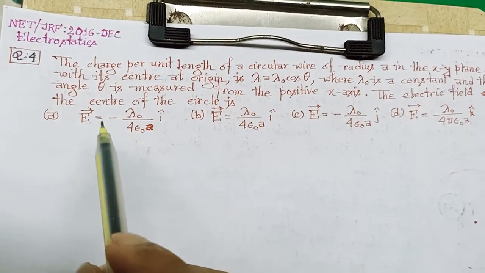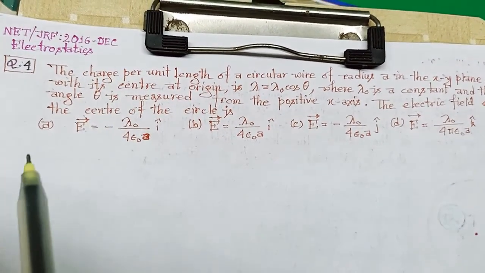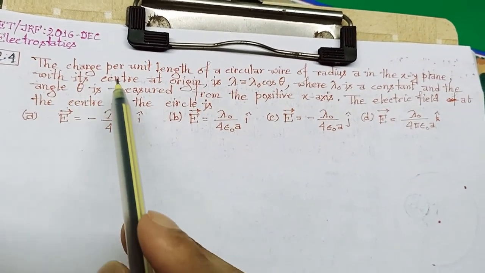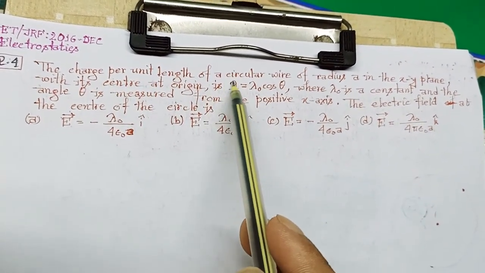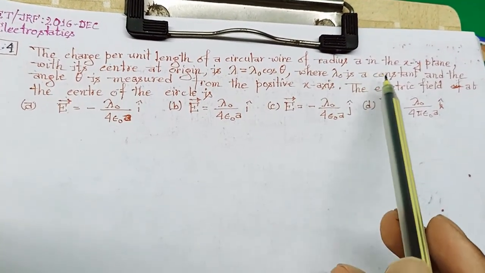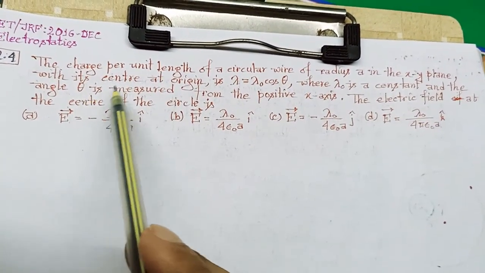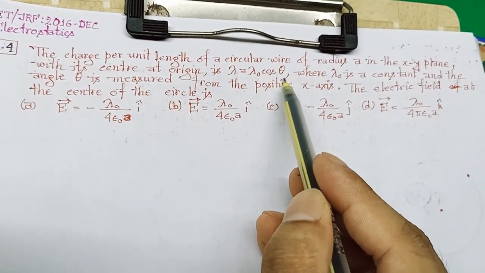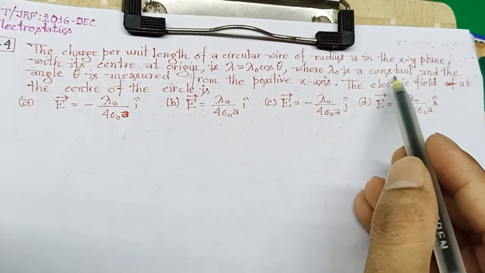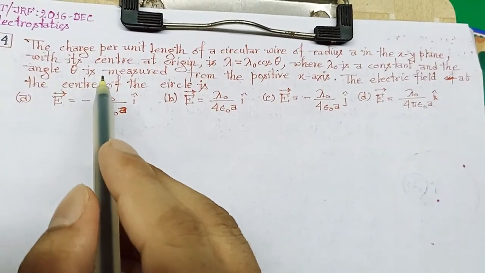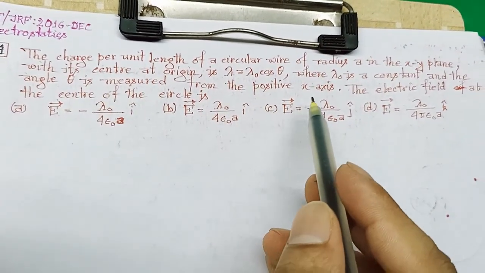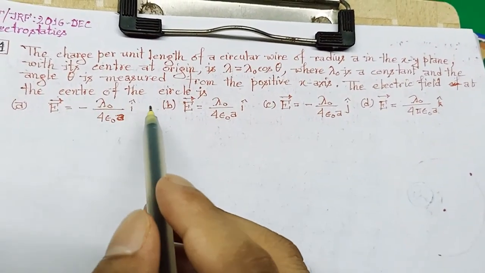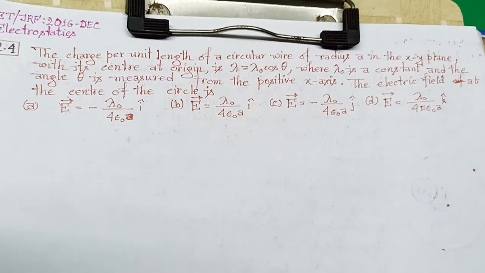Here is a question from NET JRF 2016 from Electrostatics. In this question, question number 4, it is given that the electric charge per unit length of a circular wire of radius a in the XY plane with its center at origin is lambda equal to lambda naught cos theta, where lambda naught is a constant and the angle theta is measured from the positive x-axis. The electric field at the center of the circle is equal to, four options are given.